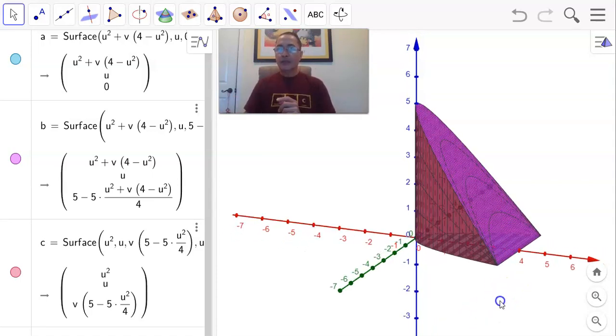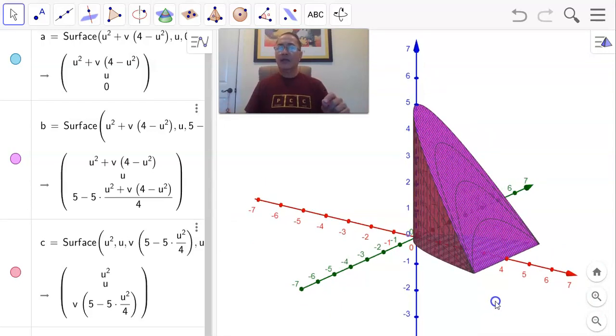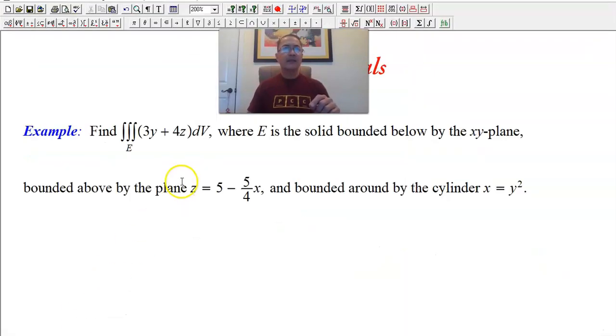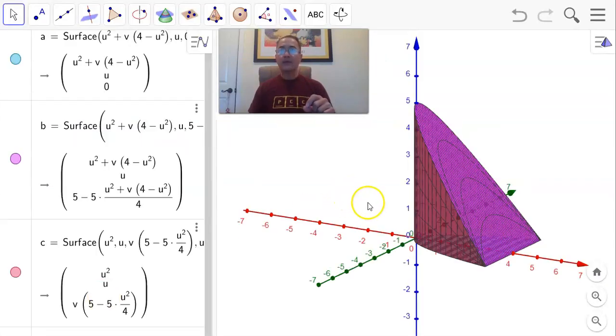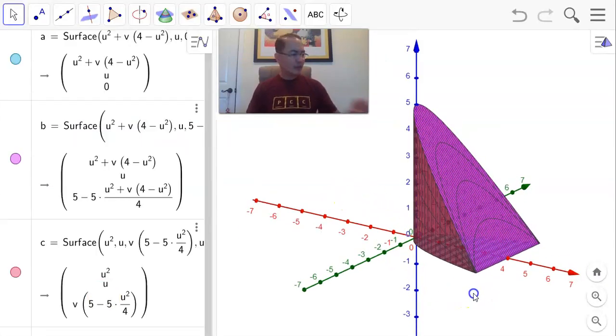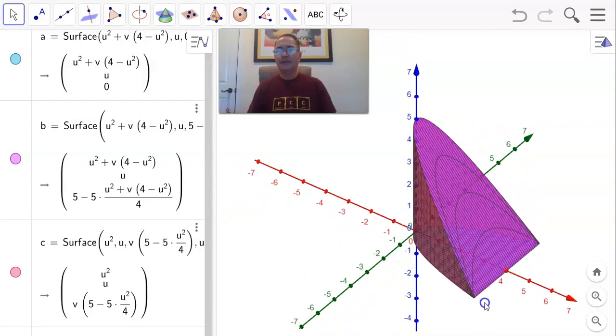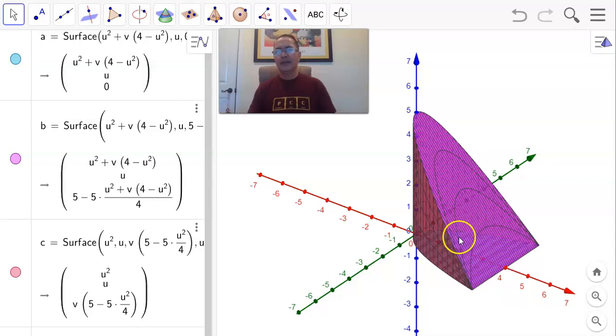Excellent. So now, how are we going to integrate this? What was the function again? 3y plus 4z dS. 3y plus 4z. Let us go back to our solid. There it is. 3y plus 4z. I should write it down. 3y plus 4z.